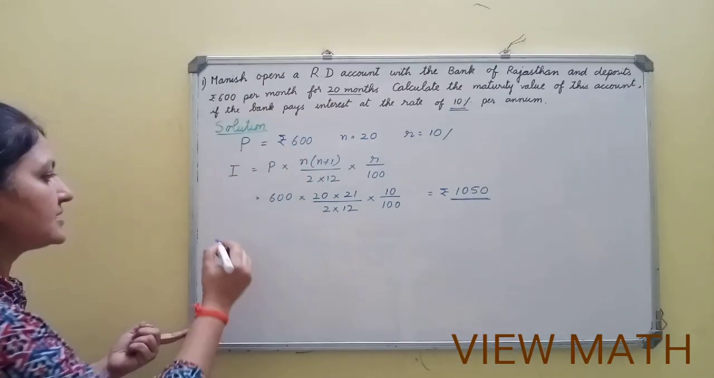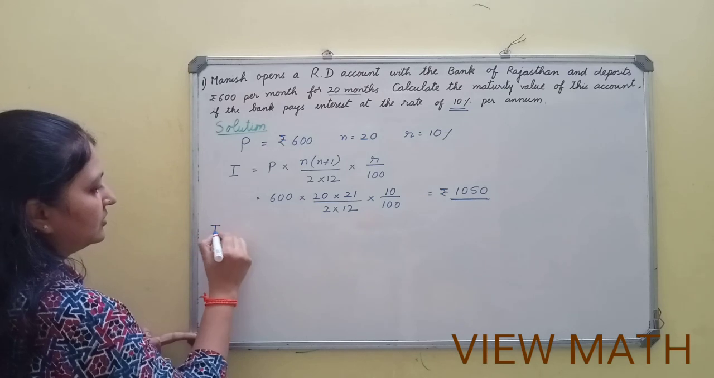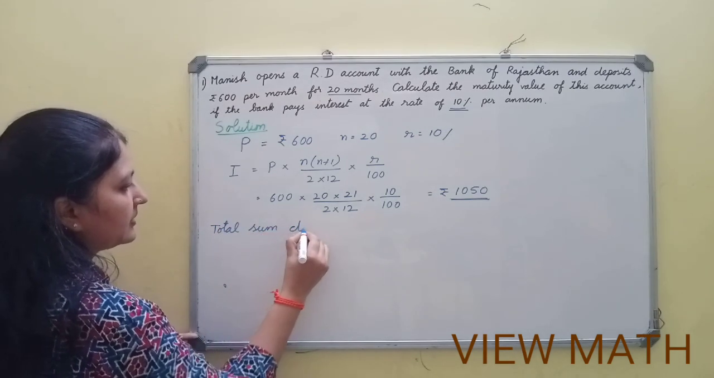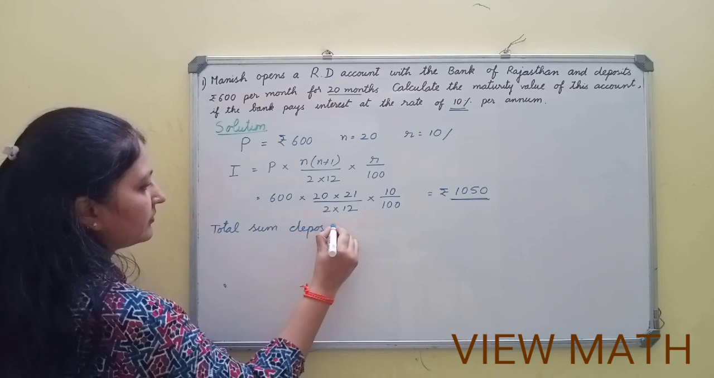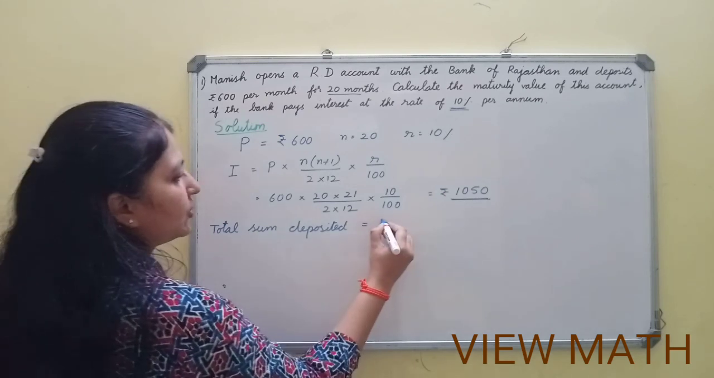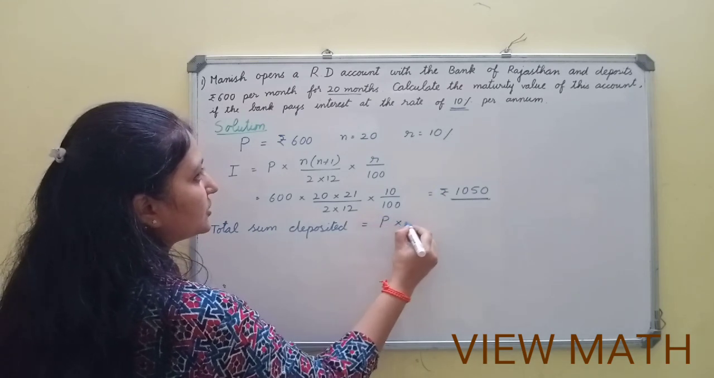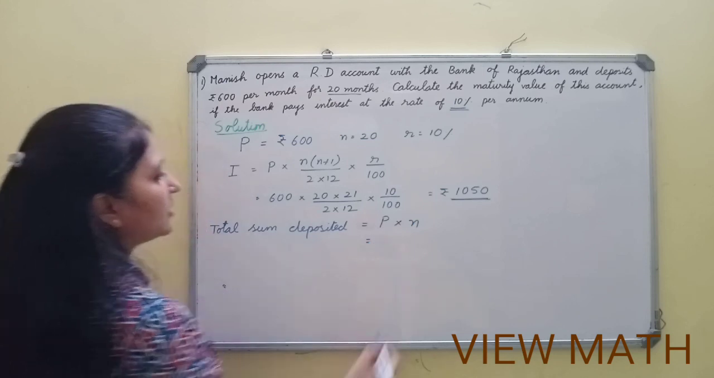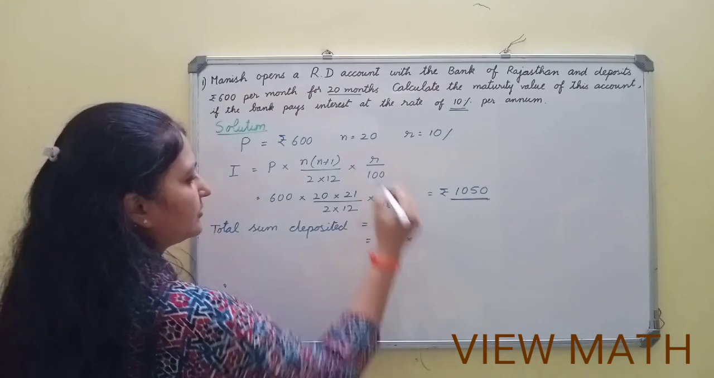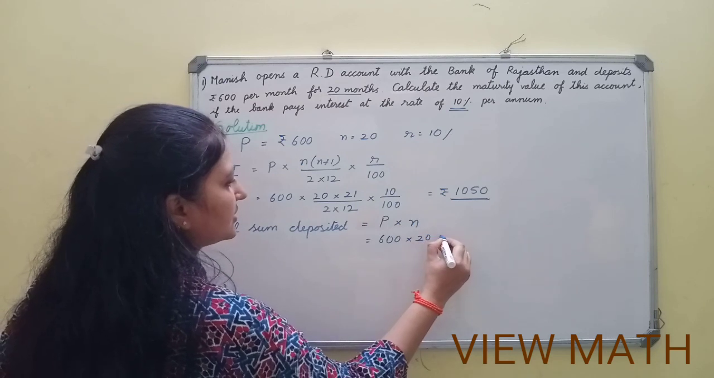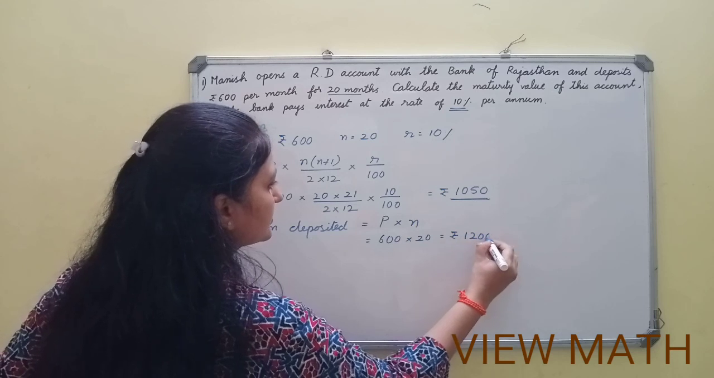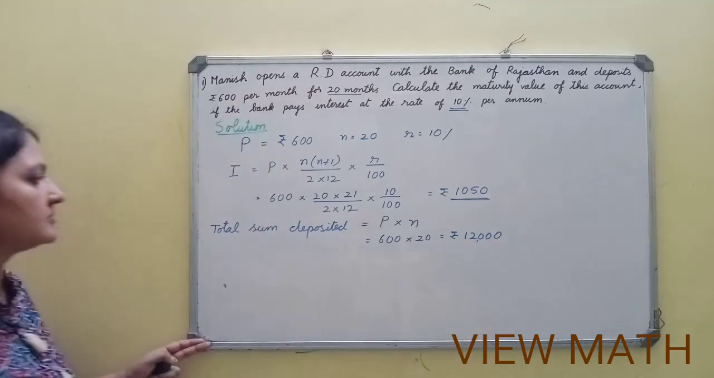Next, total sum deposited. You know the formula? P into N. So what is the P value? 600 into N, number of months 20, is equal to rupees 12,000.